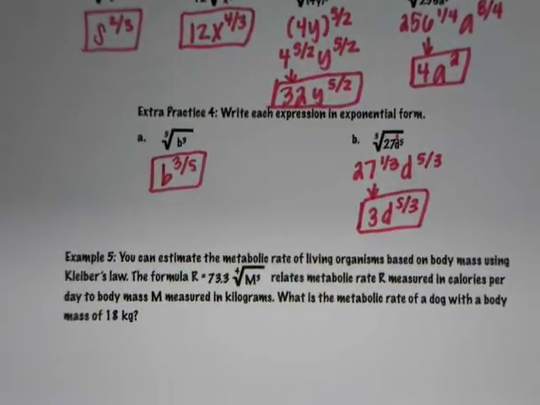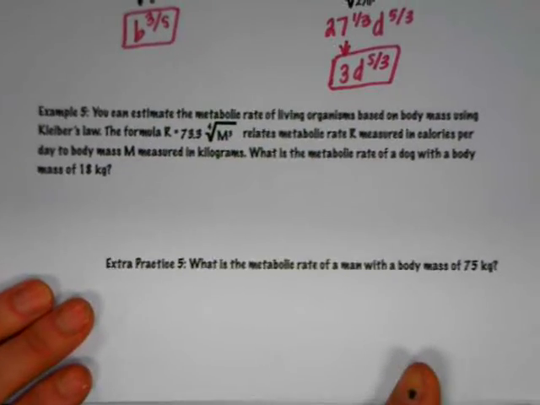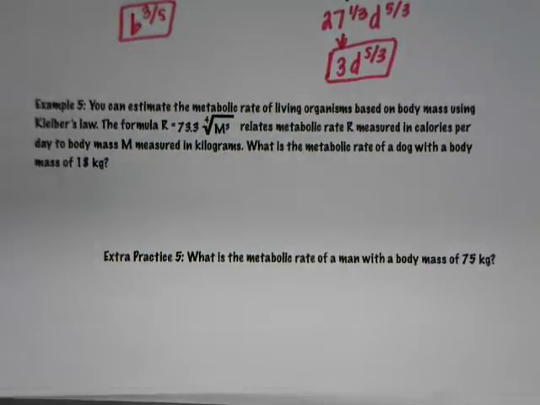Last one. All right, you can estimate the metabolic rate of living organisms based on body mass using Kleiber's law. The formula R equals that relates metabolic rate R measured in calories per day to body mass M measured in kilograms. What is the metabolic rate of a dog with a body mass of 18 kilograms? So metabolic rate is basically the amount of calories that you need to consume every day to literally just keep you alive. Like just sitting, just to keep your organs running, your blood pumping, your brain working, all of that. So just to keep you normal, okay?